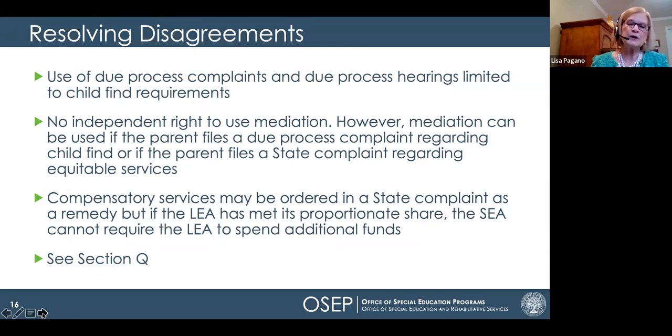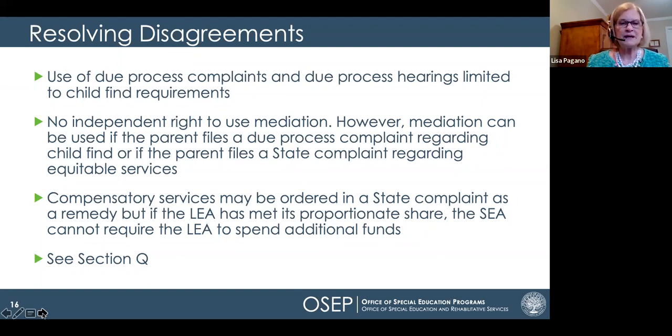In the case of a parent of a parentally placed private school child, due process complaints and the due process hearings procedures can only be used around issues related to child find. So did the LEA properly identify my child? Was the evaluation appropriate? Did they make the right determination about my child's disability category, for example? You cannot use due process because your child was not designated to receive equitable services, or the parent is dissatisfied with the services plan. Due process can only be used around the child find requirements.